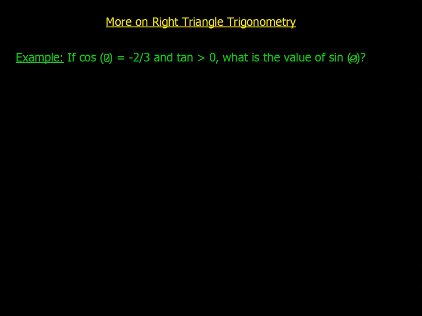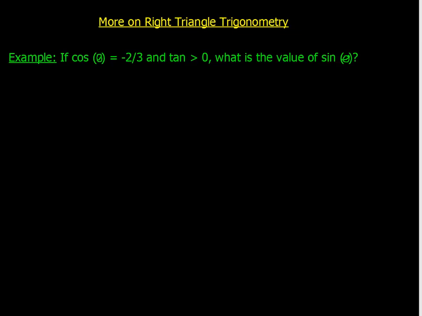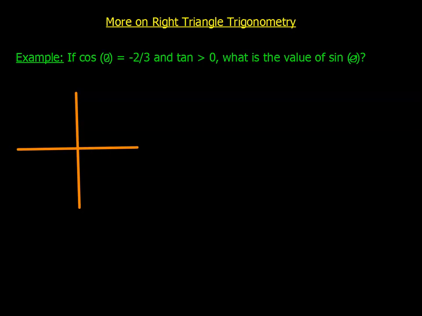Hi guys, so today we're going to go over a little more on right triangle trigonometry. So let's say for instance you're given a trig function, cosine equals negative 2 over 3. It's not from the unit circle, and they give you a condition as well, and they ask you to find another trig function. So given these values, I'm just going to draw out the four quadrants and the acronym, All Students Take Calculus.